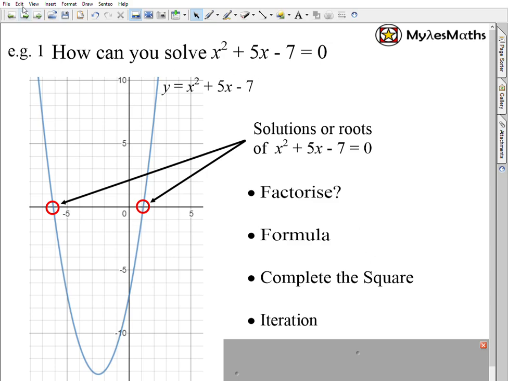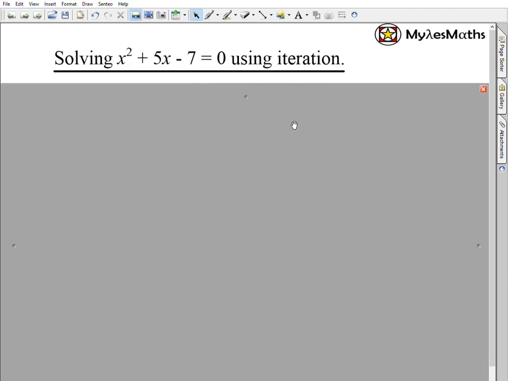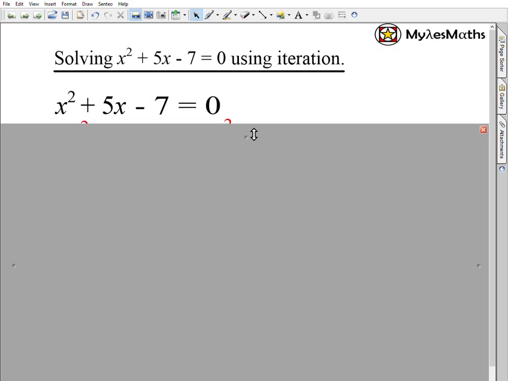Now, iteration's a little bit of a sledgehammer to crack a nut with a simple equation like this, because you'd probably go with the quadratic formula. However, let's look at how we do it. So to begin with, we would derive an iterative formula. Now, iteration is about a repetitive system using a formula. So let's derive the formula first, and then I'll show you the iterative, repeating system.